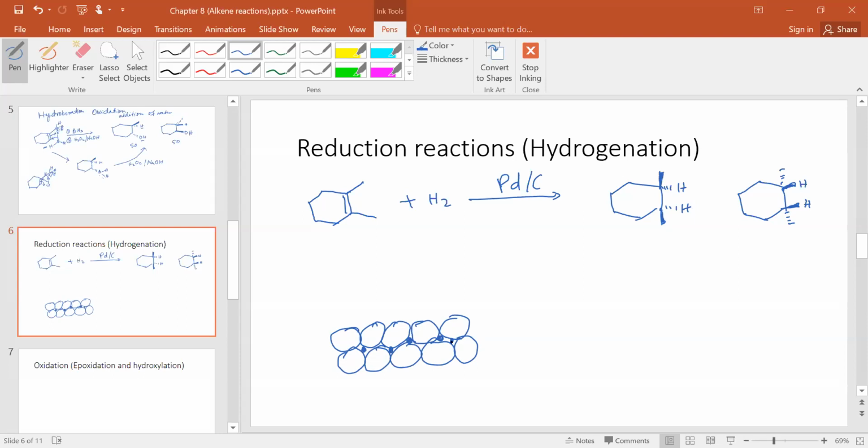So suppose this is one surface, okay? And hydrogen atoms are there. Just we are writing, suppose here.